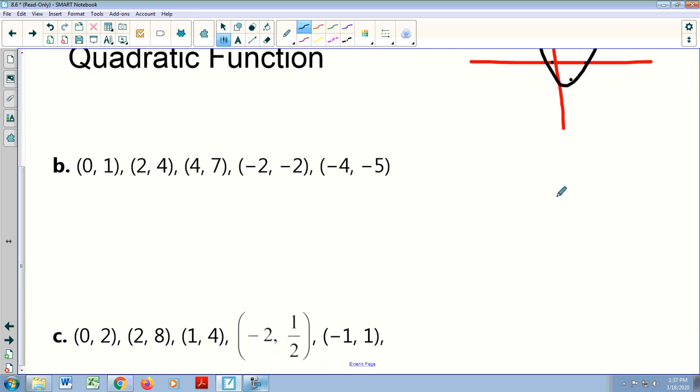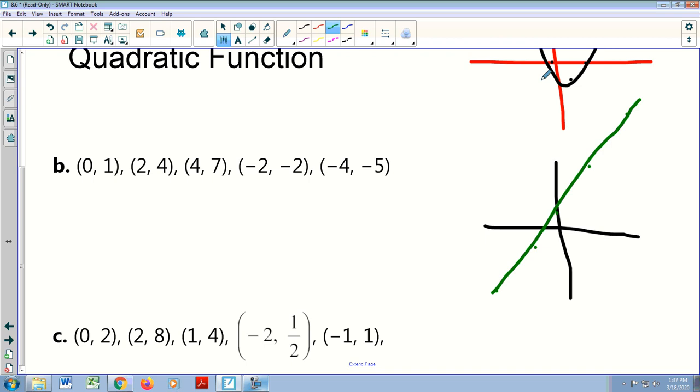So next thing I'm going to do, my next one here. 0, 1, 2, 4, 4, 7, negative 2, negative 2, negative 4, negative 5. If I look there, can't draw a straight line with the mouse real well, but that's a straight line, so that tells me this is a linear function.